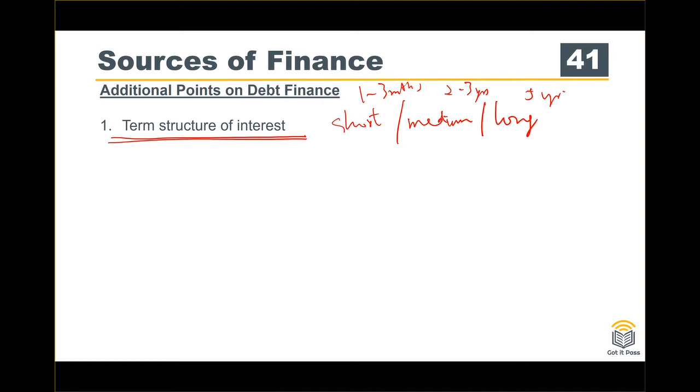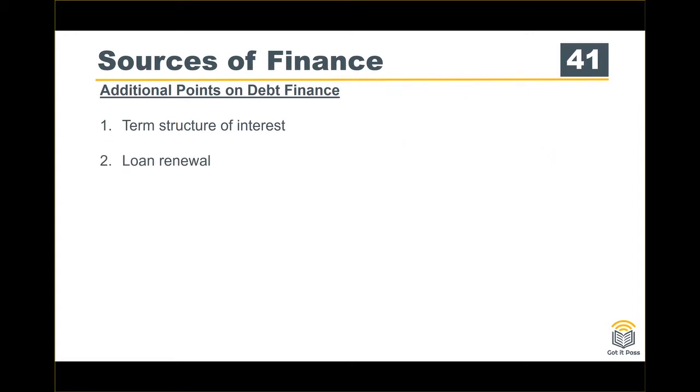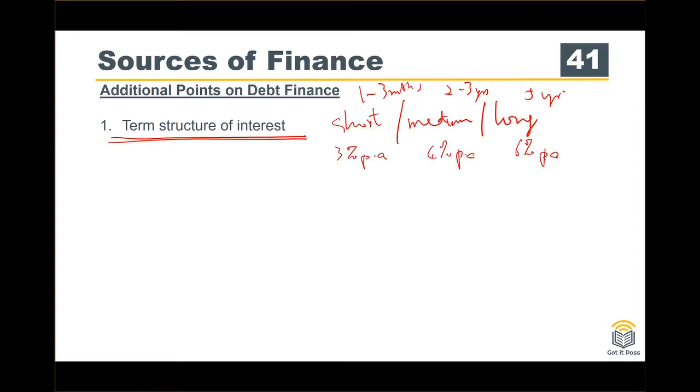For example, in the short term, you may only pay maybe 3% per annum. Medium maybe 4%. With a long term loan, maybe 5 years, maybe for example 6% per annum. Okay, why does it happen? We'll explain it in the risk management part, but in general, if you raise short-term funds, you pay less interest expenses.